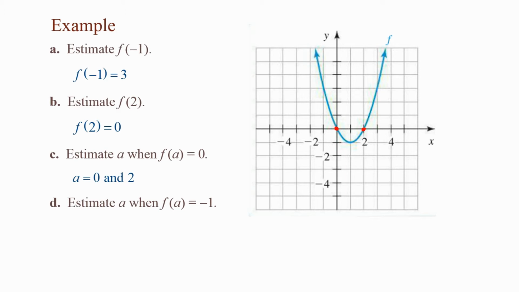Part D, estimate a when f of a equals negative 1. Finding negative 1 on our y-axis, we go over to the curve, then up to the x-axis, which is 1. When f of a equals negative 1, a equals 1. This time we only have one value for x because (1, negative 1) is the vertex.